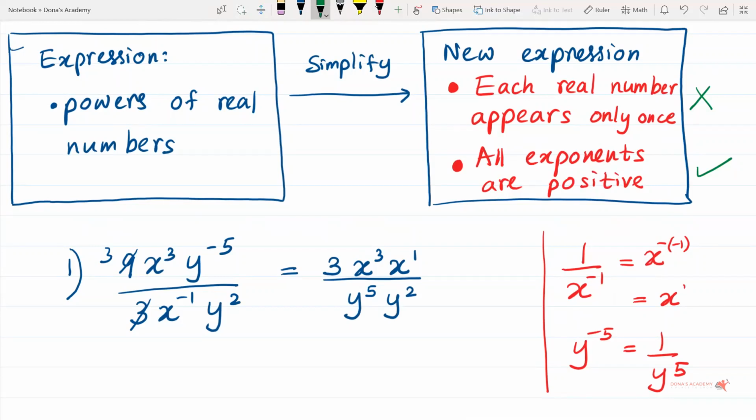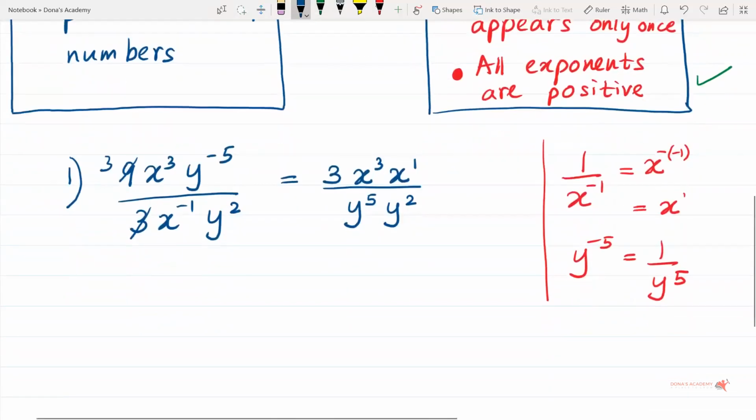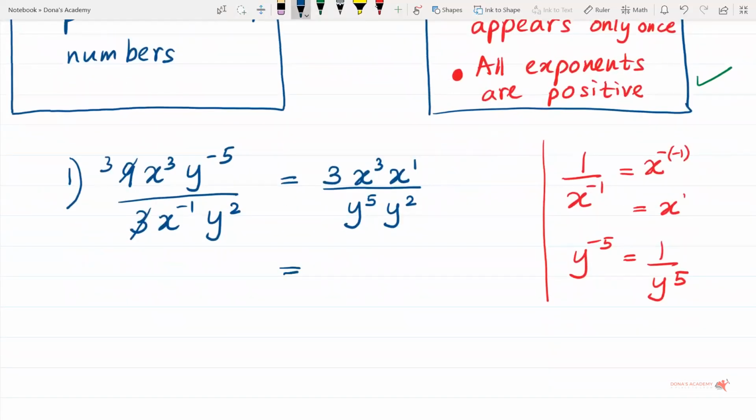Okay, so let's do more calculations here. Now we can apply other laws, like the rule for multiplying two exponents of the same base, where we add the exponents. If we use that here, we have 3 and here we have 1. We can add them together, then this becomes x^4. And in the bottom, we have 5 and 2 with the same base y, so we have y^7.